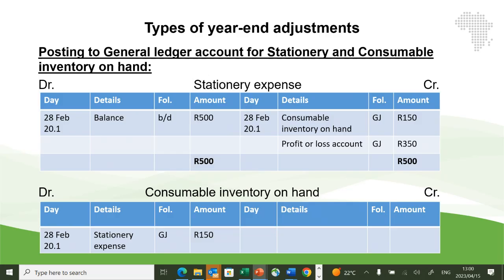Then under consumable inventory, we said consumable inventory is an asset. On our previous journal entry, you'll have seen that we said debit consumable inventory on hand, which is an asset. And then what did we credit? We credited the stationery. So you go to the debit side of consumable inventory on hand, you put that 150 and you write the description here.